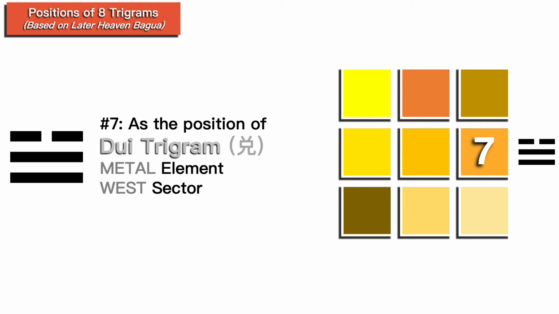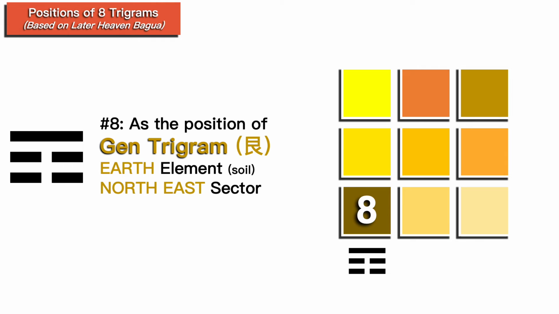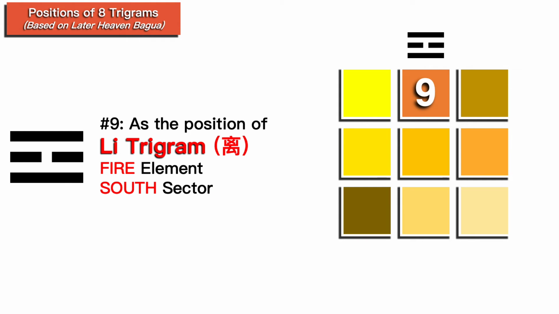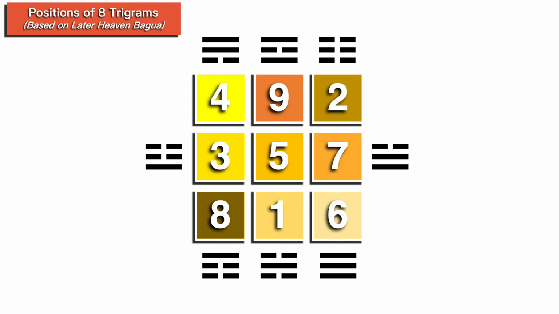The position of number 7 is where the Dui trigram resides. The Gen trigram resides at the northeast, which is also the square of number 8. Lastly, the Li trigram resides at the south, which is the square number 9. Here is the summary of all the 8 trigrams within the 9 squares. Also take a screenshot for your reference for our future videos.